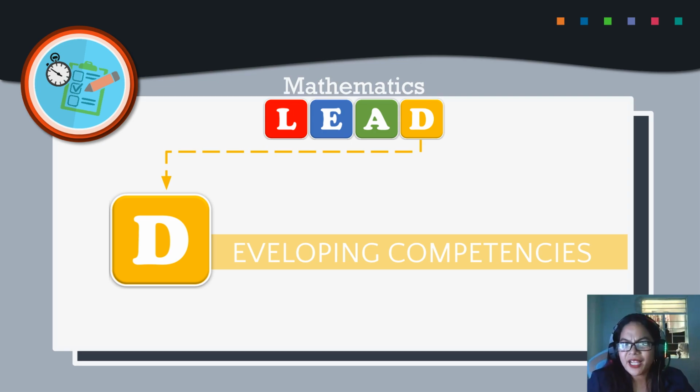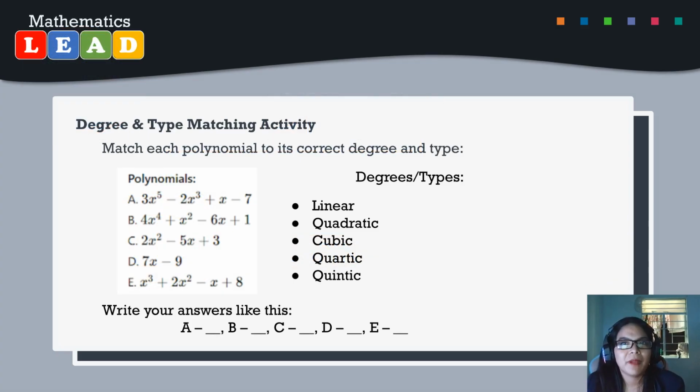And for our developing competencies, we will have a short quiz or assessment for you, class, to know if you understand our topic for today. Are you ready? Now it's your turn to apply what you have learned. This activity is called Degree and Type Matching. Match each polynomial to its correct degree and type.